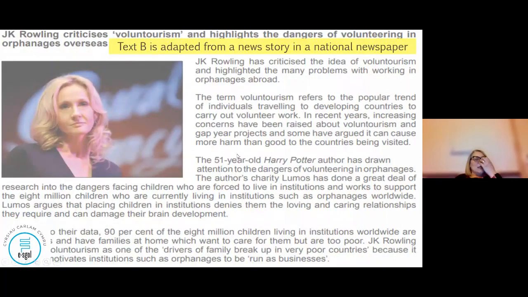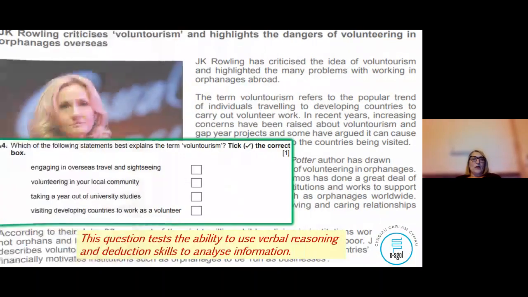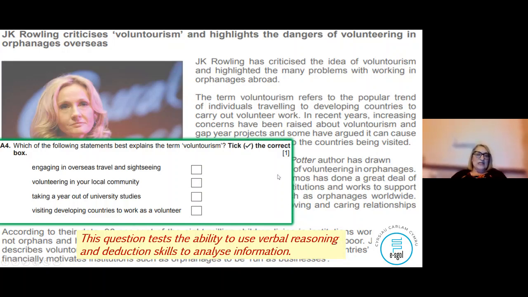Okay, so that was all the questions on text A. Our next text then is adapted from a news story in a national newspaper, and it's about J.K. Rowling, and she's criticising the idea of voluntourism. So it's an article from a national newspaper there. Okay, so our first question then, which of the following statements best explains the term voluntourism? So again, it's a 1 mark question, it's multiple choice, and it tests the ability to use verbal reasoning and deduction skills to analyse information.